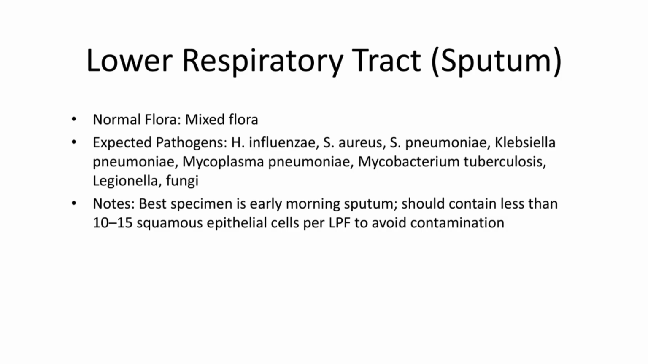In the lower respiratory tract, good sputum samples are crucial. They should be early morning specimens with fewer than 10 to 15 squamous epithelial cells per low-power field, since excess epithelial cells indicate contamination. Pathogens include H. influenzae, Staphylococcus aureus, Streptococcus pneumoniae, Klebsiella pneumoniae, Mycoplasma pneumoniae, Mycobacterium tuberculosis, Legionella, and fungi.